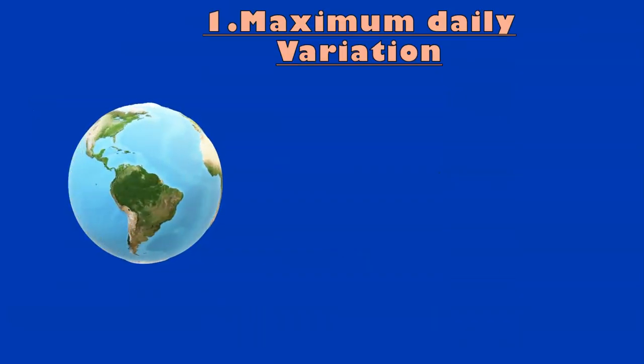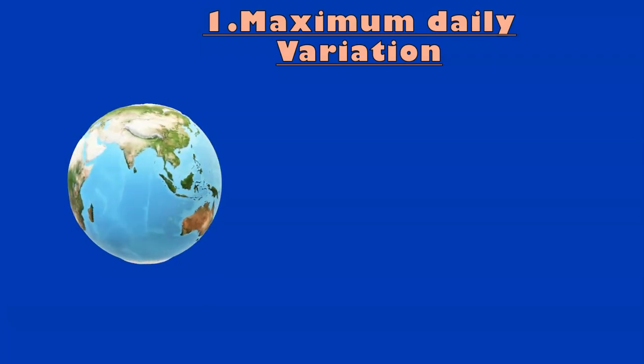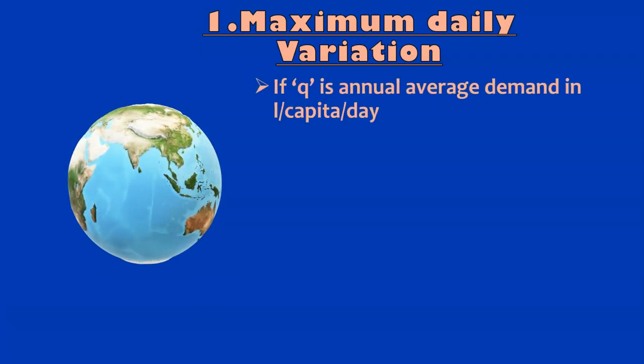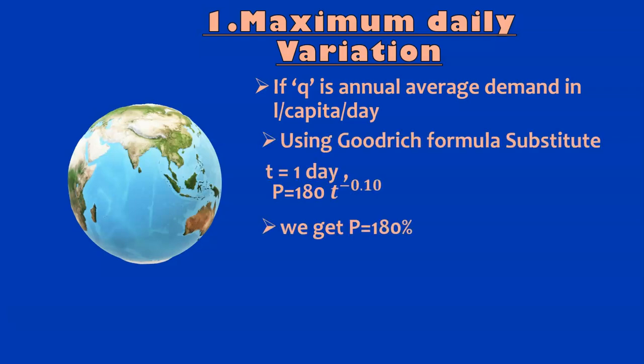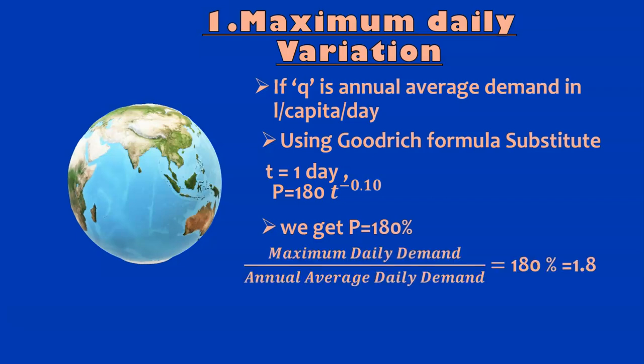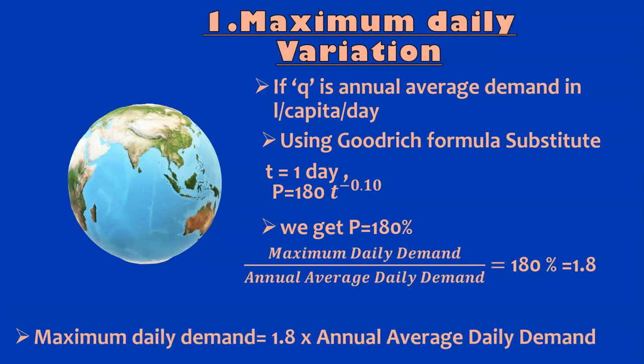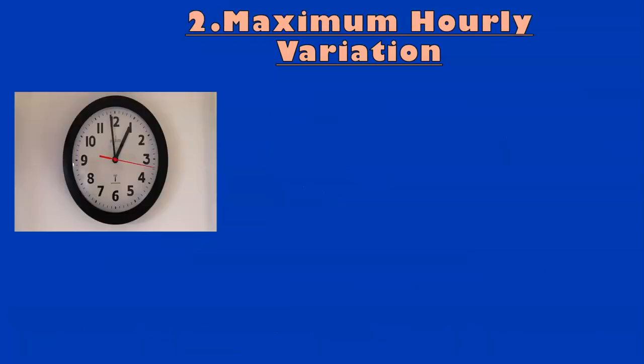Now let's take the maximum daily variation. If Q is annual average demand in liters per capita per day, then using the Goodrich formula, substitute T as 1 in the formula, we get P is 180%. Hence, P, the maximum daily demand by annual average daily demand, is 180%, that is 1.8. Hence, maximum daily demand equals 1.8 times the annual average daily demand.